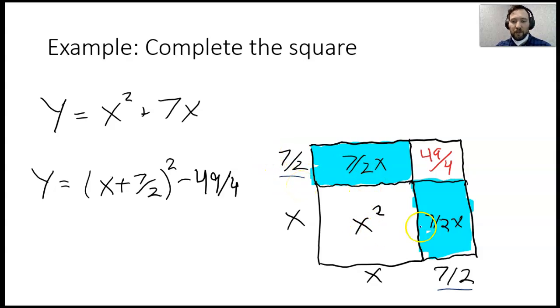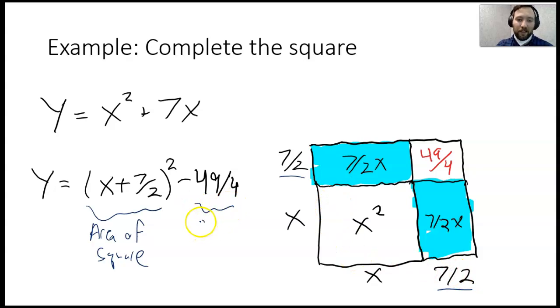Okay, those three pieces give me the x squared plus 7x piece. And what's left over, the extra red piece, is 7 over 2 times 7 over 2, which is 7 times 7 is 49, 2 times 2 is 4. So we divide them. And again, here's the area of the square over here. It's x plus 7 halves times x plus 7 halves. And we take away the red piece. And this leaves me with the vertex form.